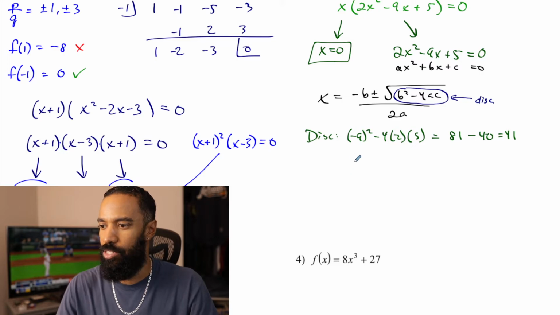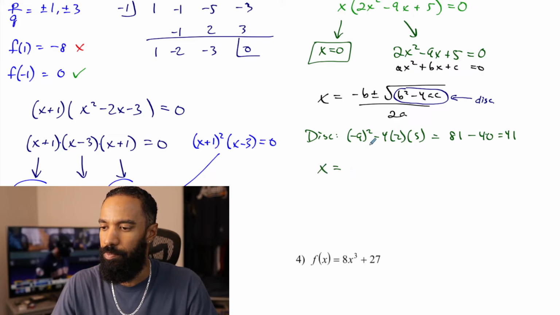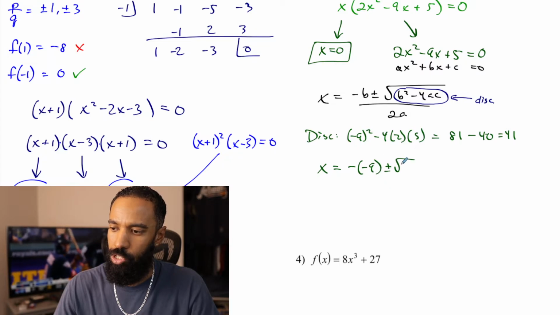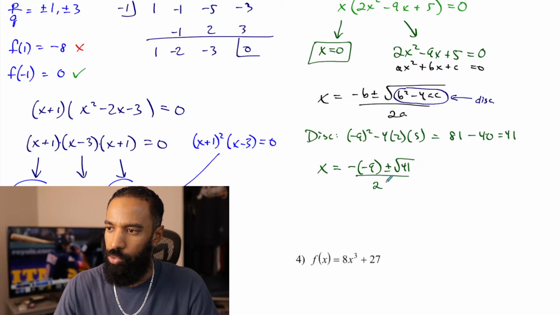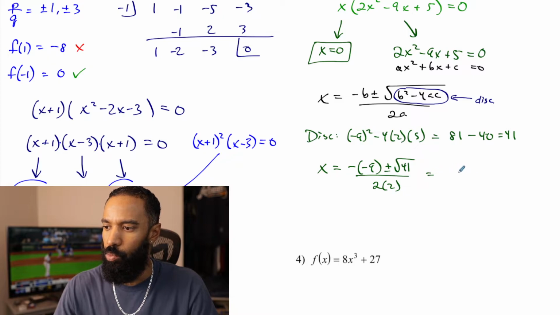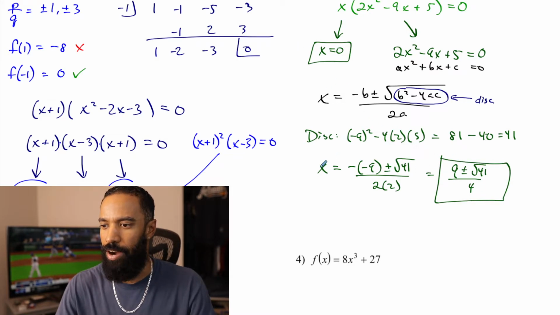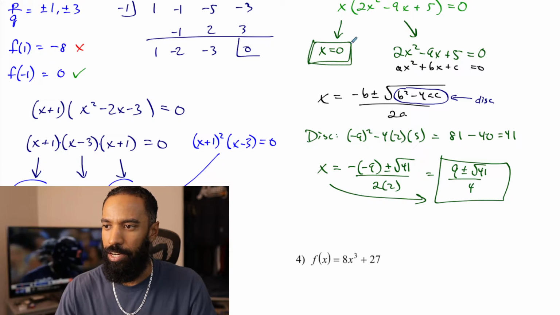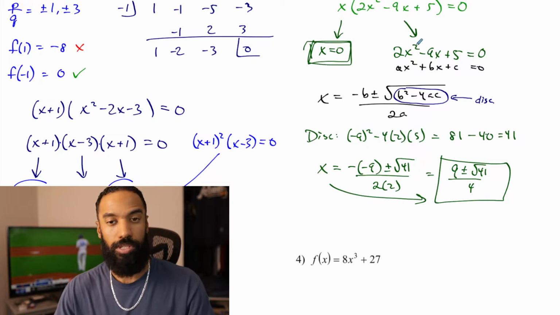So when I substitute this stuff in, it's going to be x equals negative b, the opposite of negative 9, plus or minus the square root of 41, all over 2a, 2 times 2, which is 9 plus or minus the square root of 41, all over 4. So those are two other answers there for x. X equals these two guys and then this guy right here. Those are my three solutions, finding all the zeros.